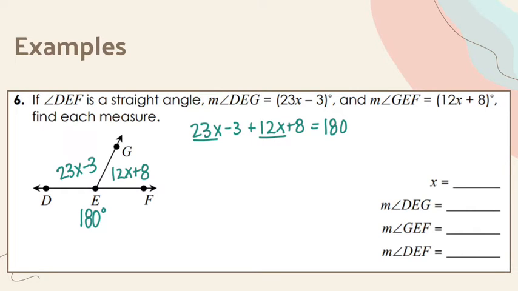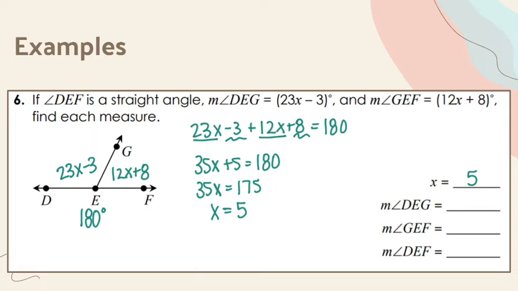So 23x and 12x, negative 3 and 8. We are going to get 35x plus 5 equals 180. 35x equals 175. And x equals 5. The measure of angle DEG is this 23x minus 3. So 23 times 5 minus 3 gives us 112. So the measure of this angle is 112 degrees.